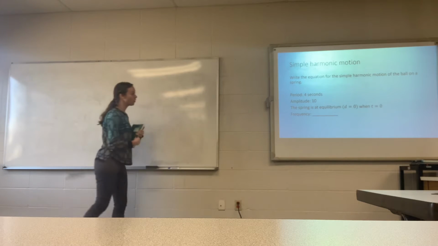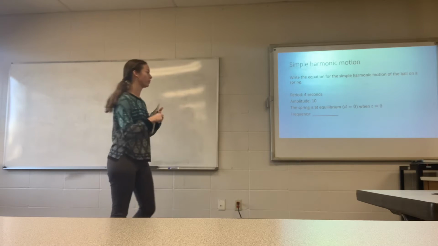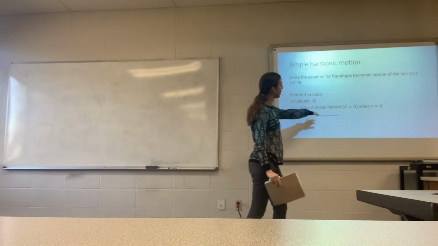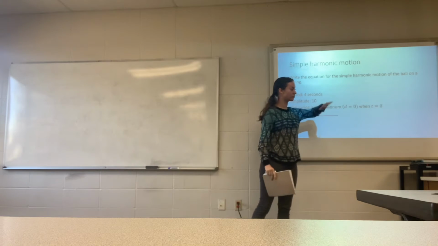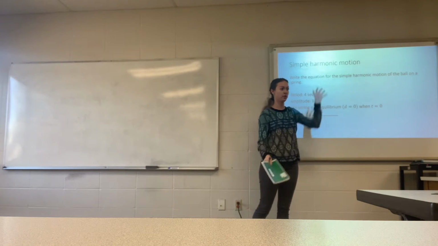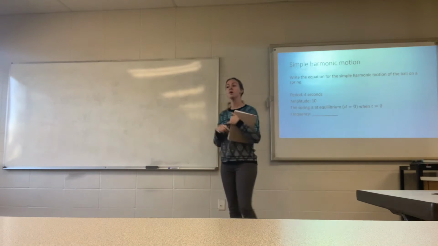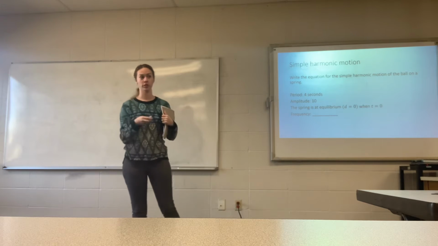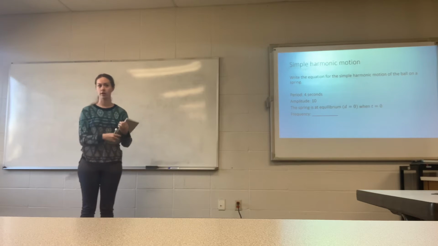Okay, if I read through this, the first thing that helps me know whether I'm going to use sine or cosine is that it says the spring is at equilibrium, so it's at rest. It's right in the middle, not stretched or compressed at all, so our distance is 0 when our time is 0. That means I'm starting on my origin. So if I'm starting on my origin, am I using sine or cosine?